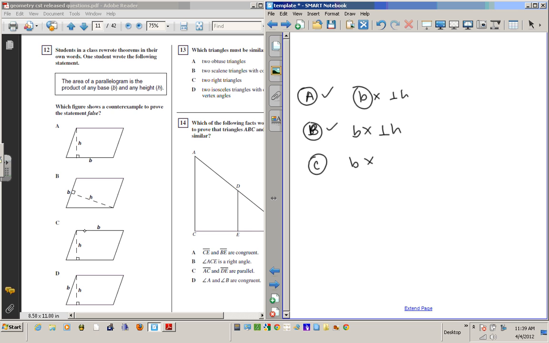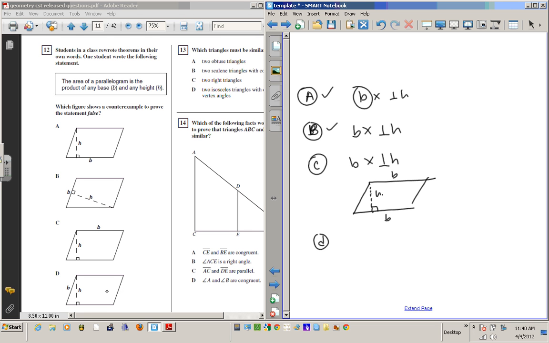You see this base right here, since these two sides are congruent as a parallelogram, this is B and that is B, this is also the perpendicular height from the base. So that's good. As long as the height is perpendicular from the base, then it's fine. Okay, let's look at D. D, we have the base, but that is not the perpendicular height from the base.